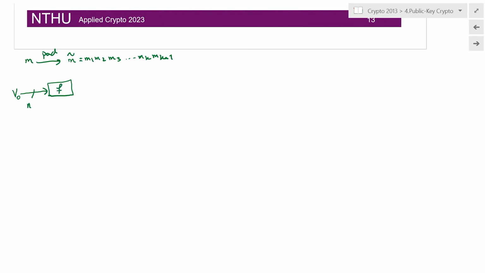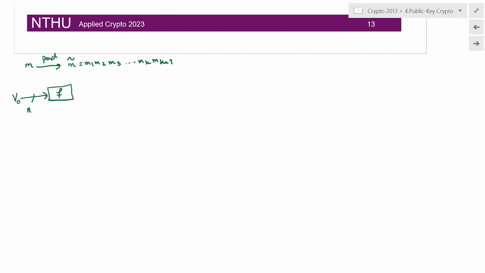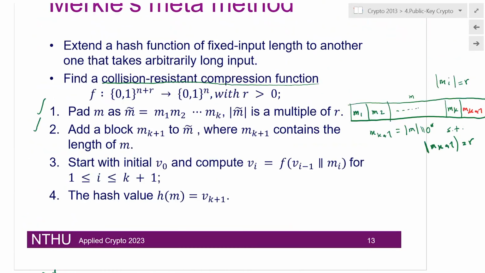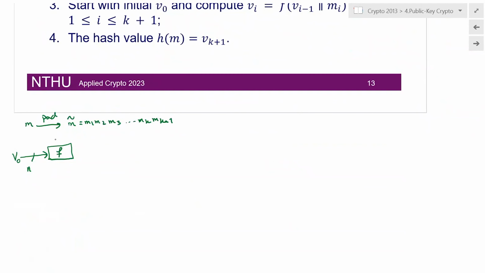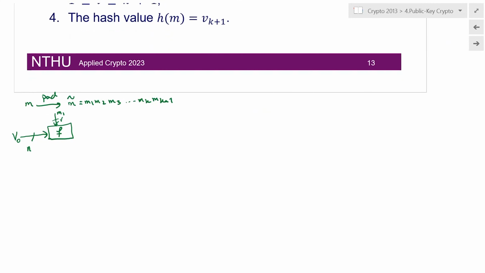We said that f would take, if you remember over here, n plus r bits, and the r bits are coming from here. So this is going to be our m1, and this is definitely r bits because we chopped it so that m1 is r bits. Then we get the output, which is n bits again, and we call it v1.